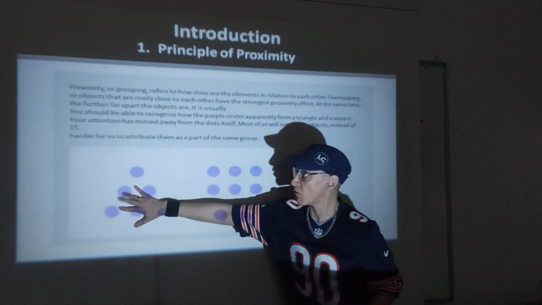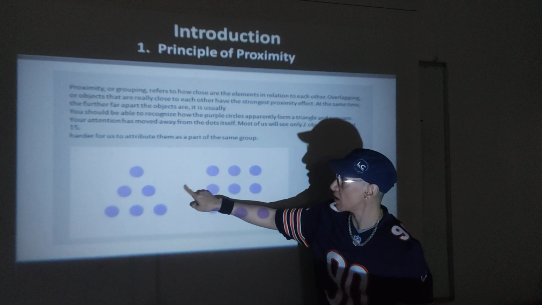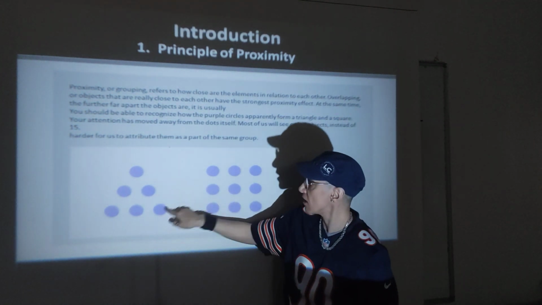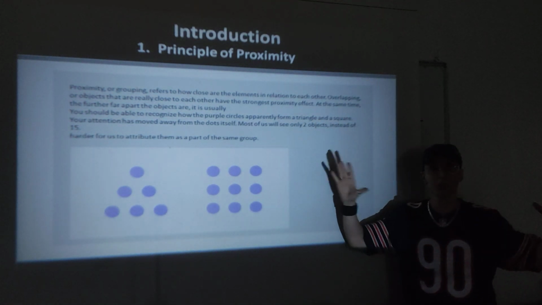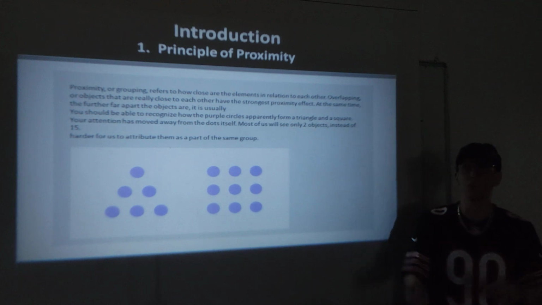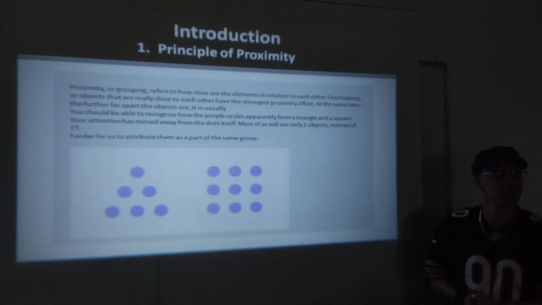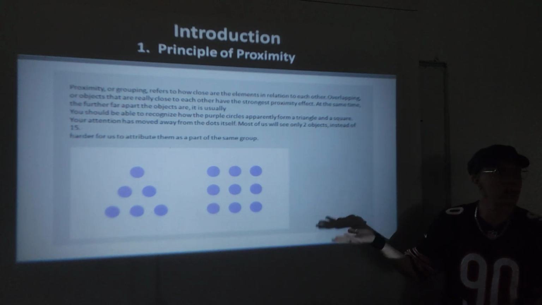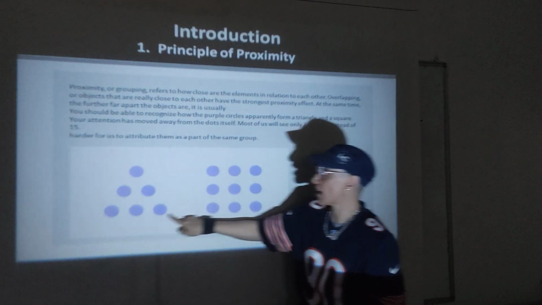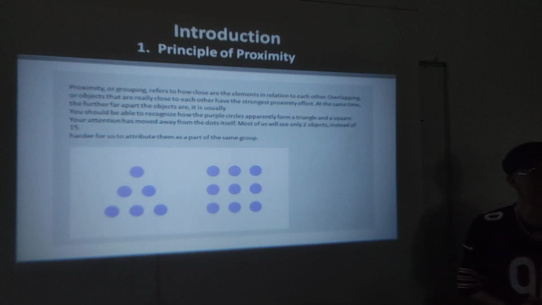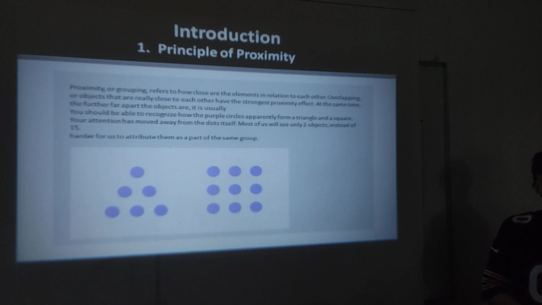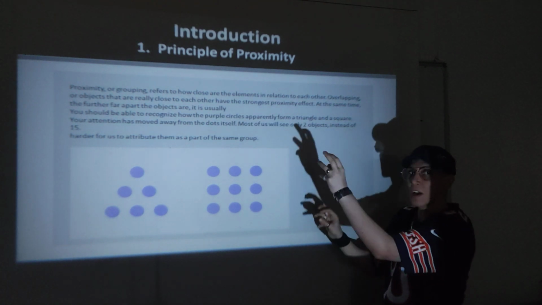I will put, instead of these here, I will put circles here, here, here. All of them in the same row with the same distance apart. What will you see? You will not see a square or triangle. You will see a rectangular shape of 15 circles. So it depends on how you organize these elements.